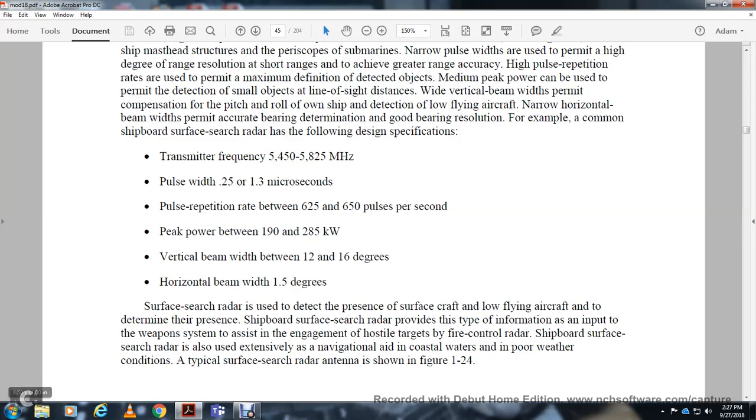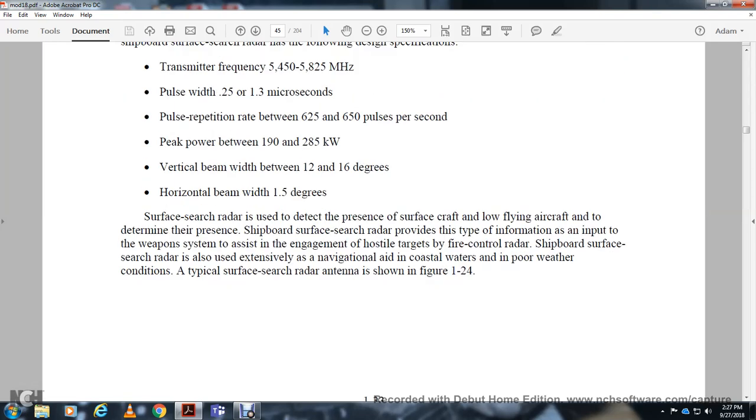Your surface search radar can detect the presence of surface craft and low-flying aircraft and determine the presence of ships. Surface radar can also provide information input to the weapon system, specifically for engagement of hostile targets, and provide the fire control radar with ship surface search data. It is also used extensively as a navigational aid in coastal waters and in poor weather conditions. A typical surface search radar antenna is shown in figure 1-24.